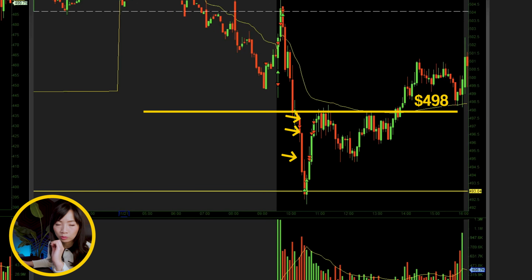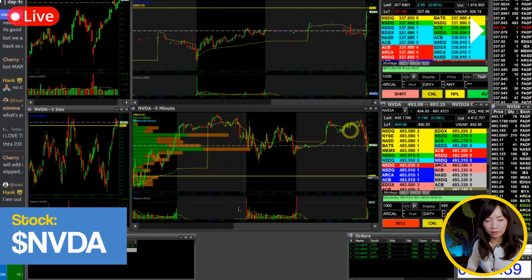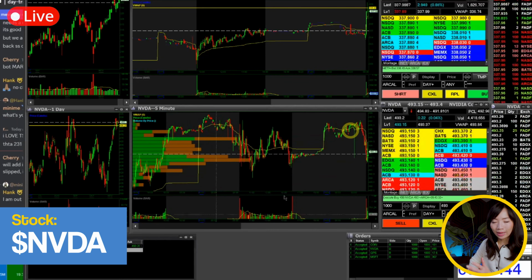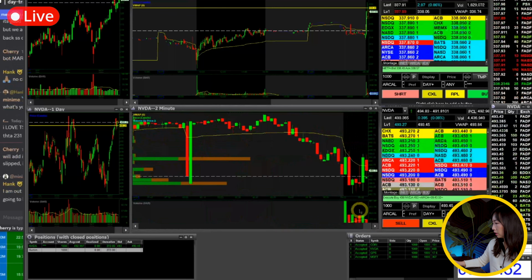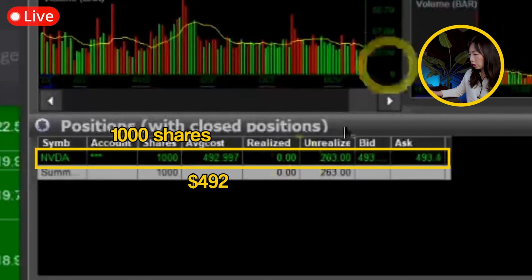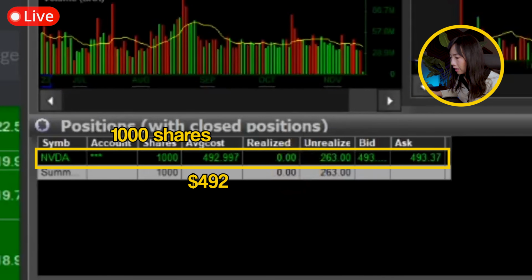And all of that is risking $1 per share on Nvidia around the 492s area. So I just want to show you one more example of the same Nvidia dip buy strategy. This is actually the day before. So you can see I got in the 1,000 shares at around 492.99, just call it 493s area.